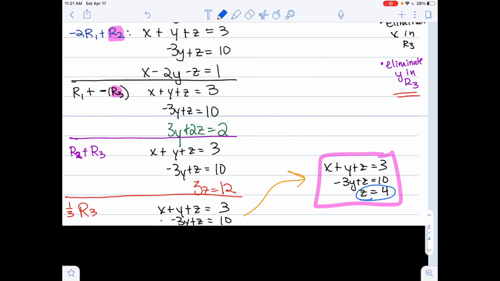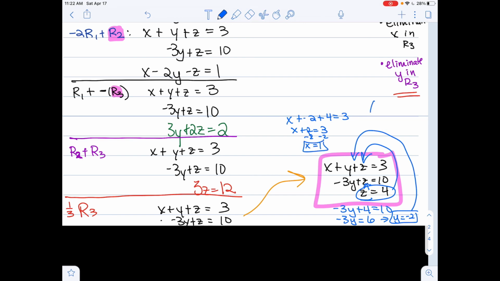So here we go. If z equals 4, we plug it back in to the z right here, and we end up with negative 3y plus 4 equals 10, which tells me that negative 3y equals 6, which gives me y equals negative 2. Once I have that, I can plug z into here and y into here. We end up with x plus negative 2 plus z, which is 4, equals 3. So we get x plus 2 equals 3. So if I subtract, I get x equals 1. And my solution is x, y, z.